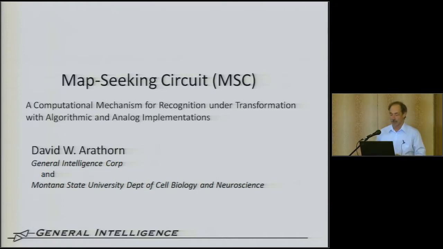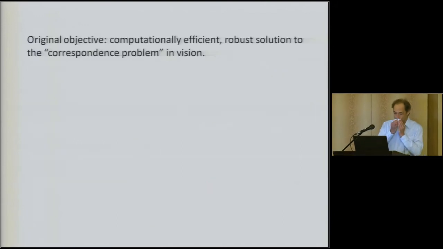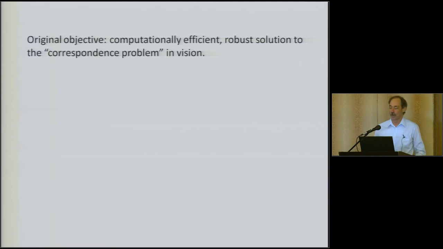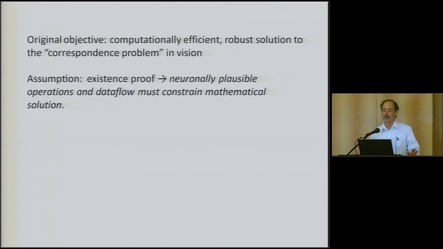So map-seeking circuits started as an attempt to find an efficient, robust solution to the correspondence problem in vision. Which probably most of you know what it is, and I will explain it for those who don't in a moment or two. People know this has been a long search. And the assumption here was that the existence of a solution in the brain is an existence proof, and that if we use the constraints of neuronally plausible operations in data flow, it should be able to constrain the mathematical solution. And that was the approach that I took to coming up with a solution that you'll see.